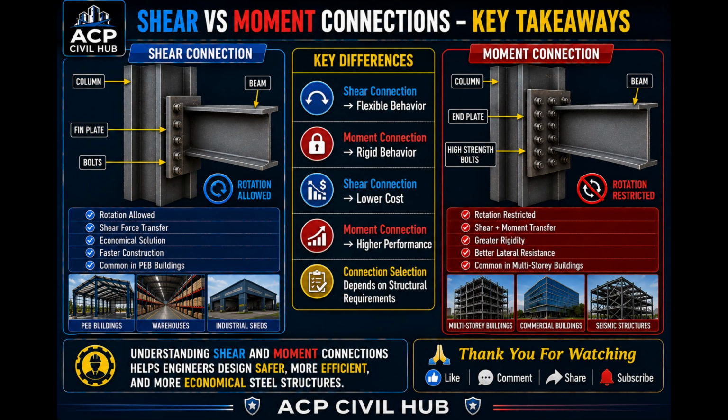Let's summarize what we learned today. Shear connections and moment connections are both essential components of steel structures, but they serve different purposes. Shear connections are economical, flexible, and primarily transfer shear forces while allowing rotation. Moment connections transfer both shear forces and bending moments, creating rigid frame action and improving resistance against lateral loads. Understanding the difference between these connection types helps engineers select the most suitable connection for safety, economy, and structural performance.